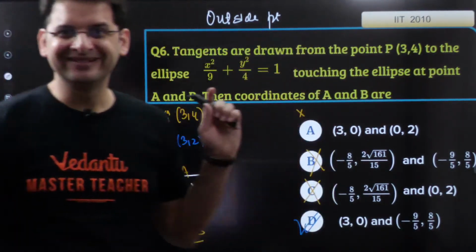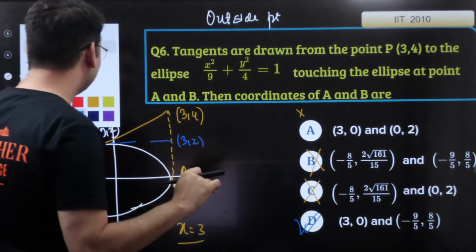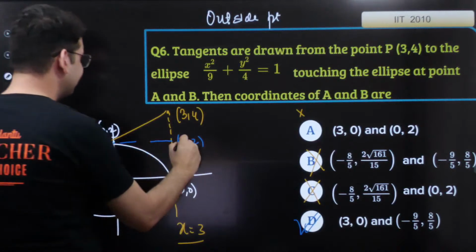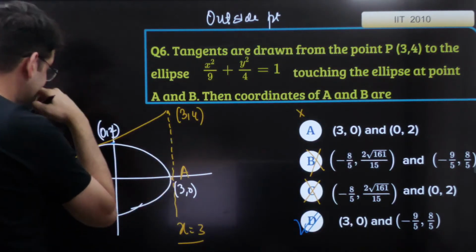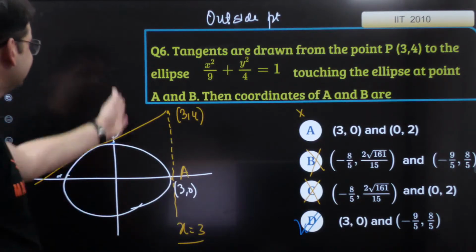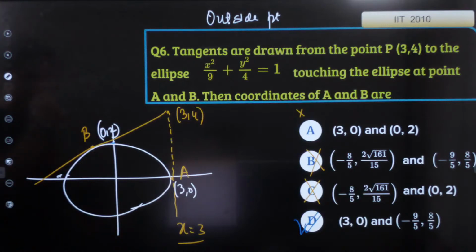This is confirmed. But again, we are not here to find the answers. We are here to learn the concept. So how do we learn the concept? How do we find this? Particularly B point. A is very clear. A is clear because the point is outside, directly above this. So A is going to be (3, 0). But how do we find B point?